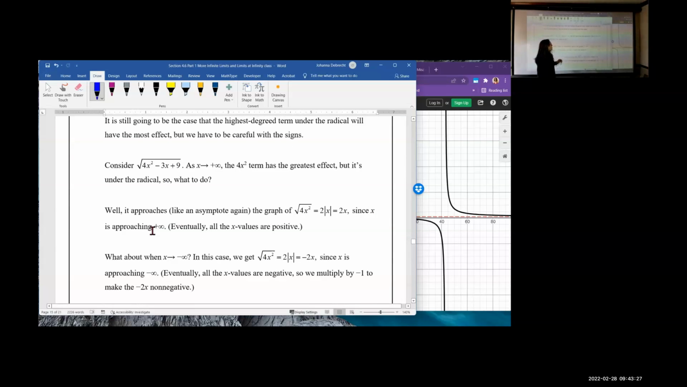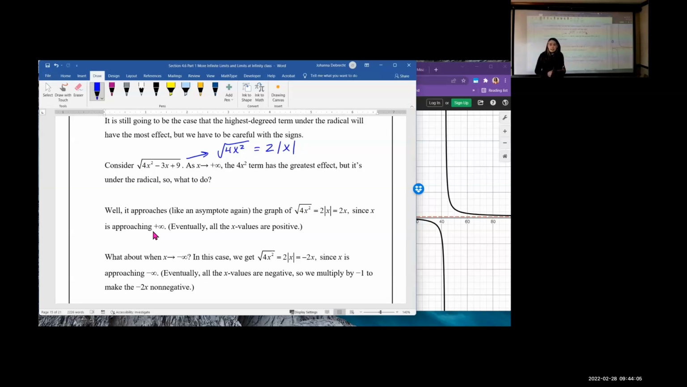So as x goes to infinity, and you've got something like 4x squared minus 3x plus 9 under here, it is still true that the highest degree term has the greatest effect. So it's still up to 4x squared to dominate and determine what's going to happen. So this is going to approach the graph of the square root of 4x squared, but that's going to be 2 absolute value of x. Does everybody see that? Which means that as we go to positive infinity, the values are all positive.